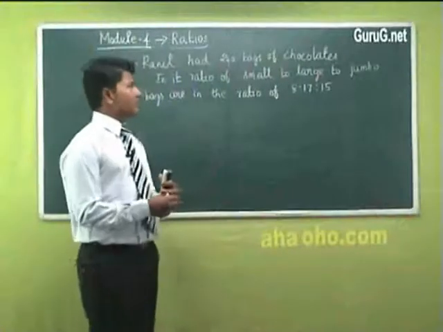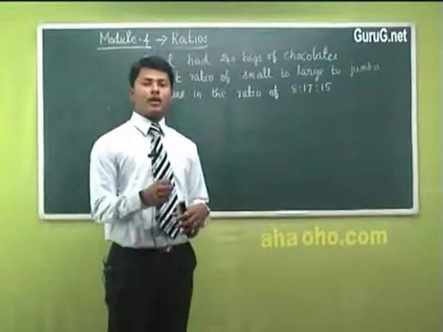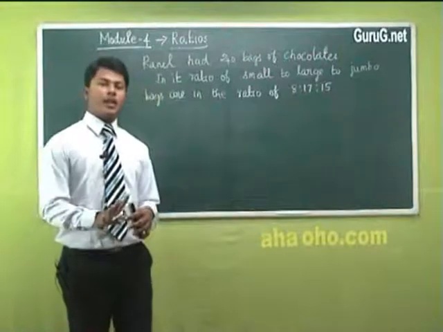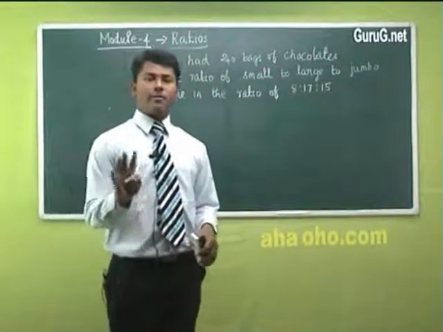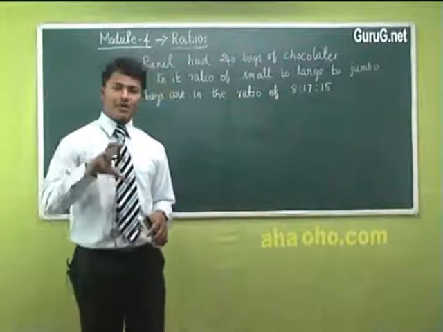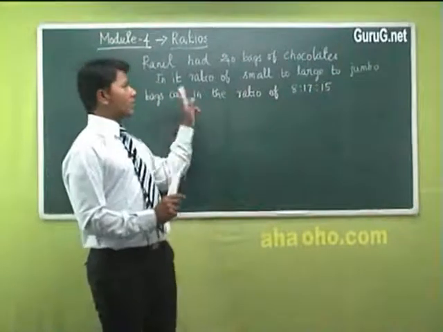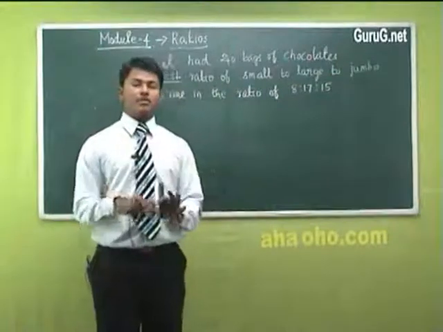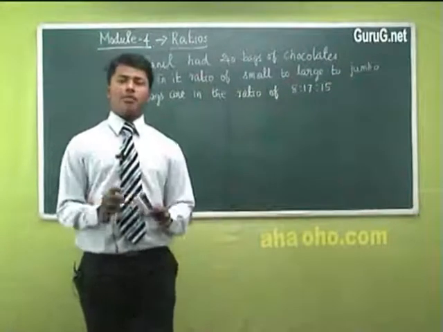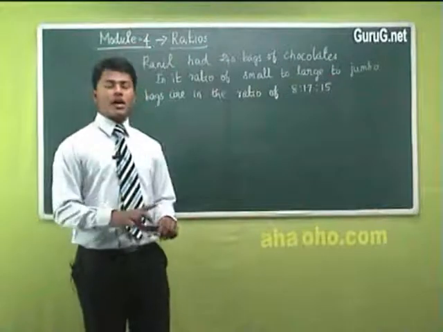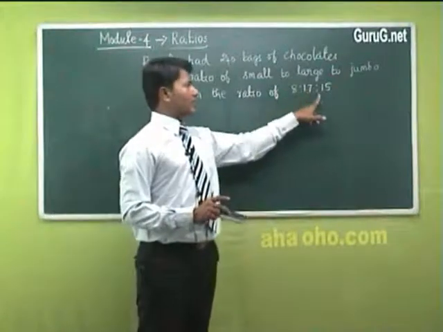Here it is given that Ranil had 240 bags of chocolates. Now in those bags of chocolates there are many sizes. They are given as small, large and jumbo packets. In what ratio they are arranged is 8 is to 17 is to 15.